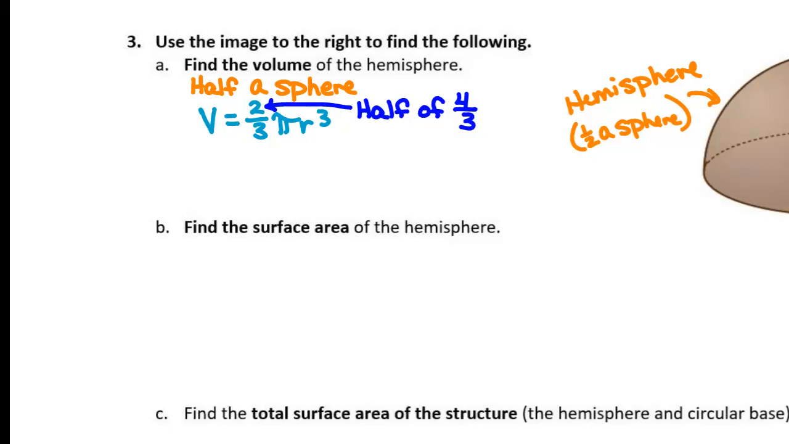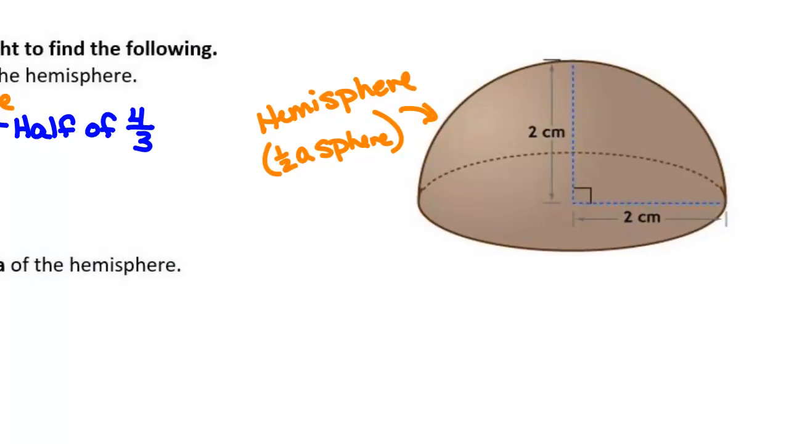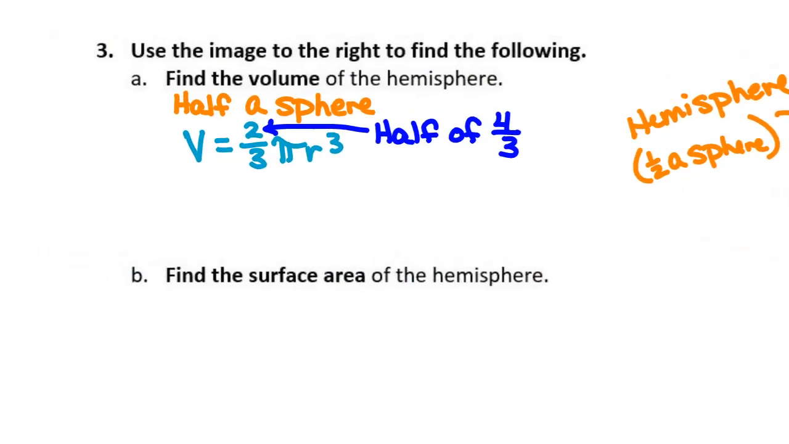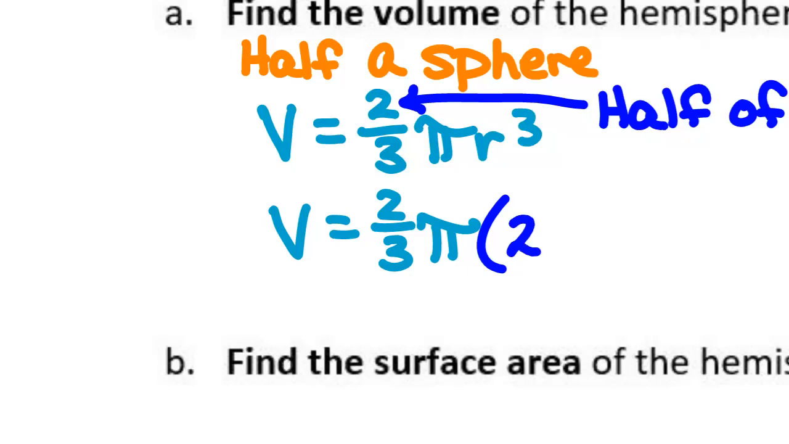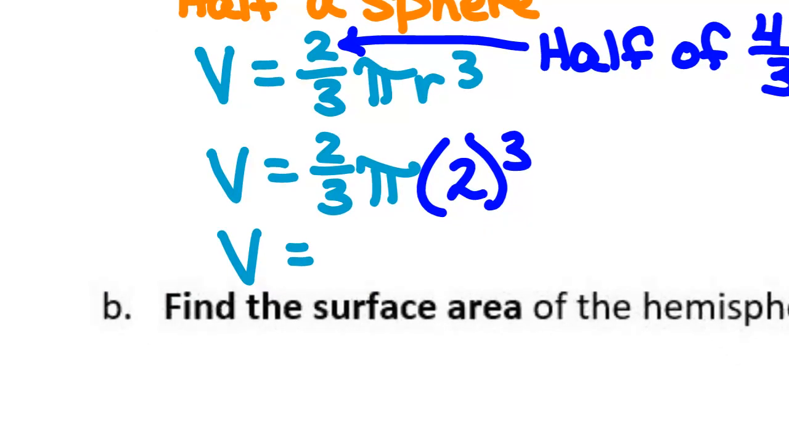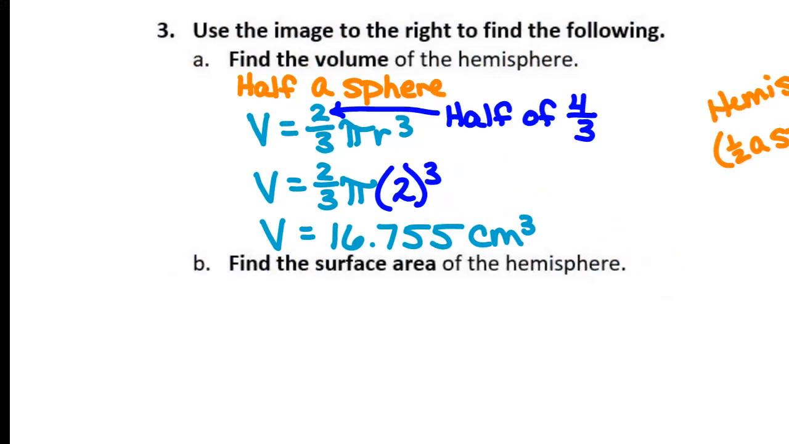What is the radius for this hemisphere? Radius is 2. So let's go ahead and substitute in. Volume is equal to 2/3 pi times 2 cubed. Pop that in your calculator and tell me what you get. 16.755 centimeters cubed.